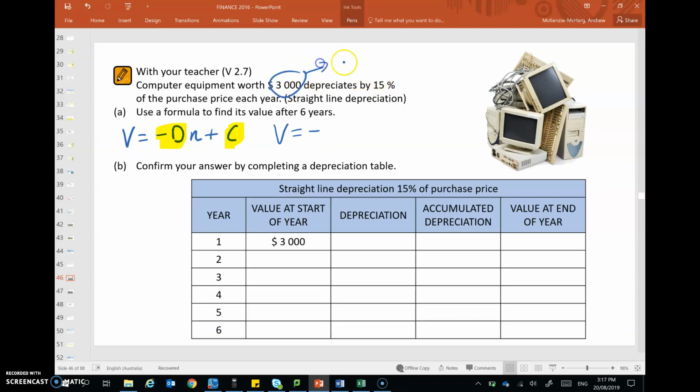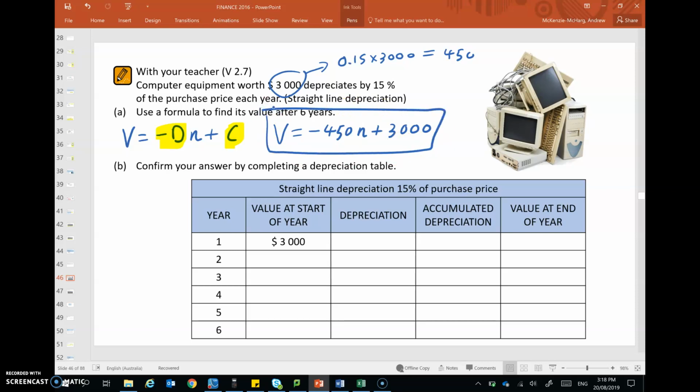So that's 15% of $3,000, 0.15 times 3,000. If you check that, you should find that that's $450. So the value of the equipment goes down by $450 each year under this method, plus the original cost. That's where the C value, that was $3,000 originally. So that is the formula that we will use here.